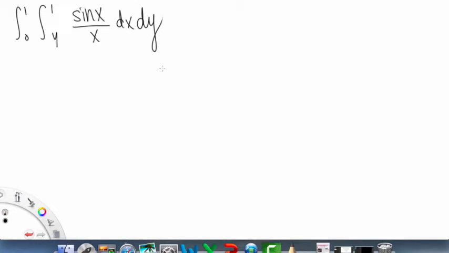So let's say we're given the integral from 0 to 1 and y to 1 of sine x over x dx dy. Okay, so first of all, let's try integrating. So let's do the inner one. So we are integrating with respect to x, which we see two functions of x, basically, one on top of the other.